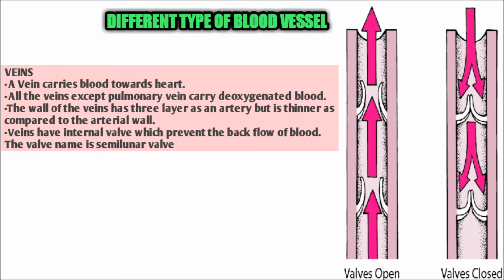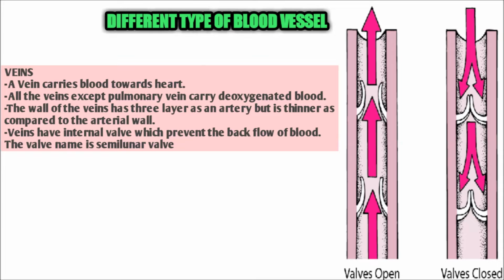So veins have internal valves which prevent the backflow of the blood, and the valve name is semilunar valve. This is the basic difference between the artery and the vein. The lumen of the vein is wider than the artery's lumen. The vein contains valves which restrict the backflow of the blood in one pathway, while the artery's lumen is a little bit narrower than the vein's, but there is no valve present.